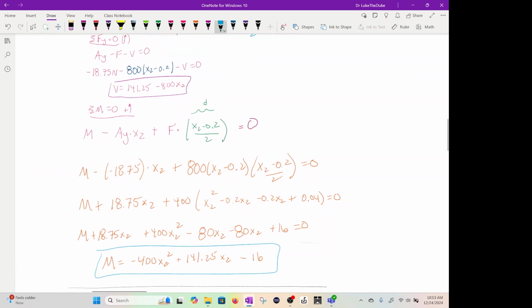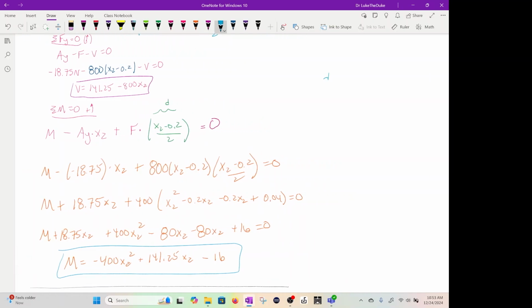So that's the shear force in the moment. Okay. Now, if you want to do some calculus, if you take the derivative of the moment with respect to x2, you get negative 800 x2 plus 141.25. That is your shear force. Okay. You could also integrate V to find your moment if you wanted to do that, okay, by applying your initial boundary conditions. But we're just going to do it this way. I just wanted to show you that you can take the derivative, use calculus.